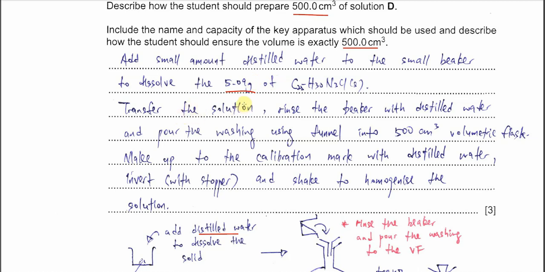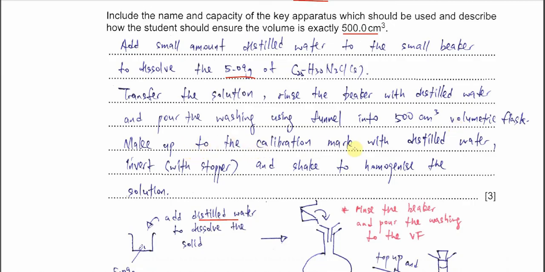Once it is dissolved, transfer the solution, rinse the beaker with distilled water and pour the washing through the funnel into the 500 cm³ volumetric flask. After that, make up to the calibration mark using distilled water. This part must be there. We must top up to the calibration mark using distilled water. After that, put the stopper, invert and shake to homogenize the solution. So these are the full steps.